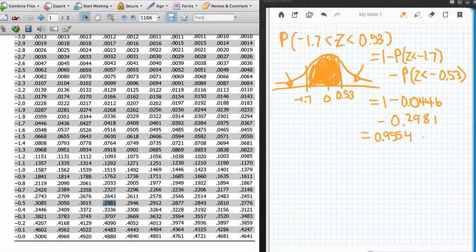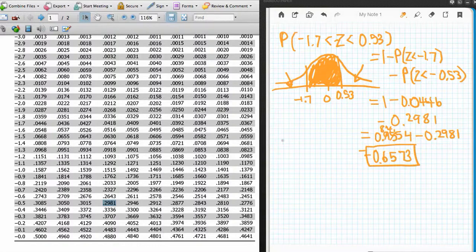And this one, if I go 1 minus this, I'm going to have 0.9554. And then I still have to subtract 0.2981. So 4 minus 1 is 3. 5 minus 8, I can't do it. I've got to borrow. 15 minus 8 is 7. 4 minus 9, I can't do it. I have to borrow. 14 minus 9 is 5. And 8 minus 2 is 6. So 0.6573. And that's my probability.